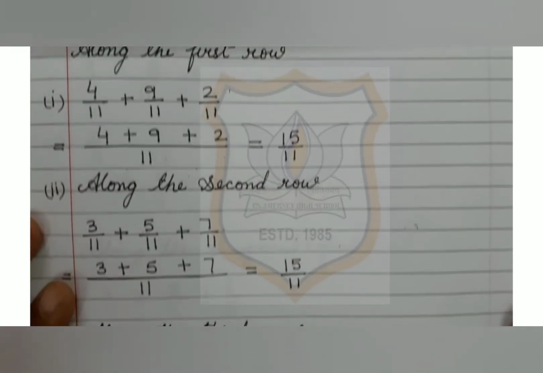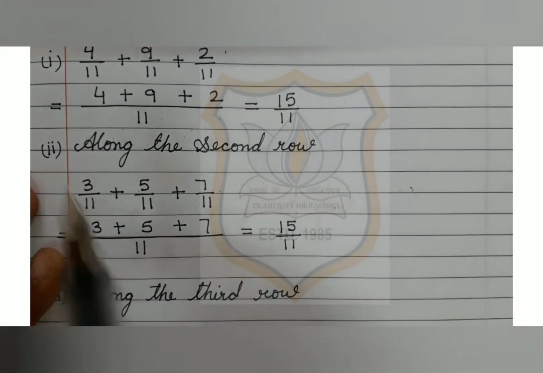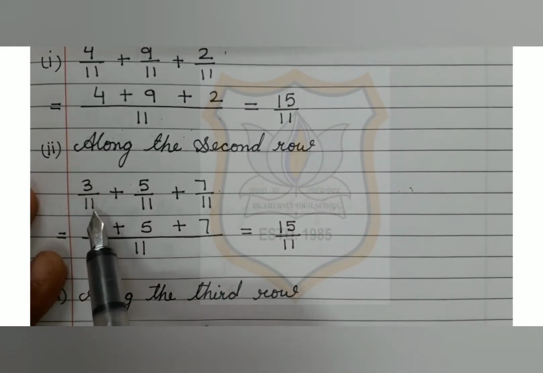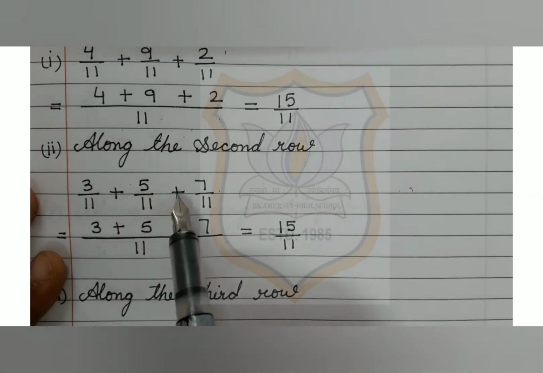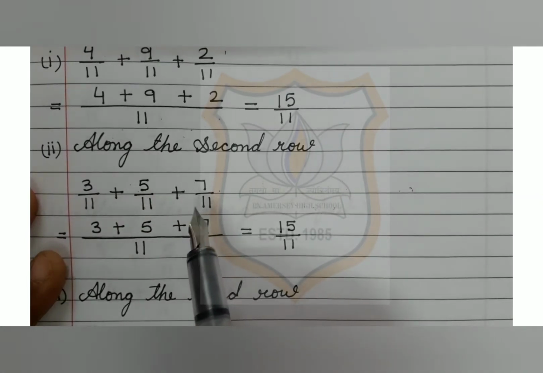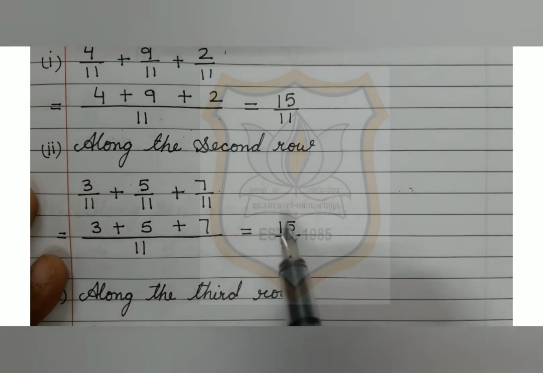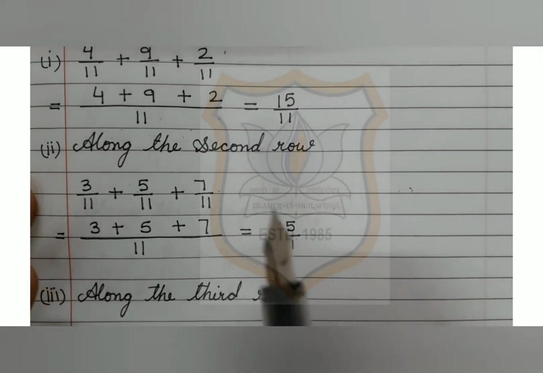Now we will solve the fractions along the second row. So along the second row, that is 3 upon 11 plus 5 upon 11 plus 7 upon 11. Again we have taken 11 as a common number below the fraction line, and above the fraction line, 3 plus 5 plus 7. So 3 plus 5 plus 7 is equal to 15 upon 11. So this answer is also 15 upon 11 along the second row.